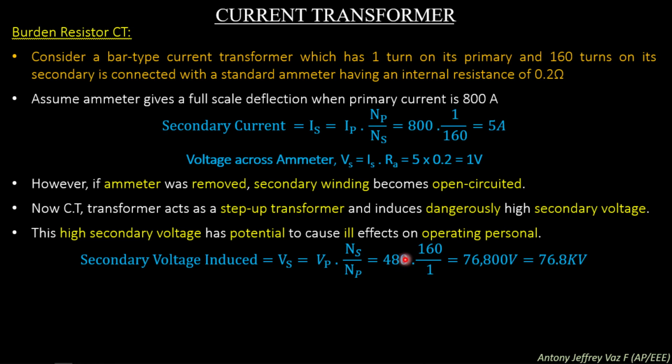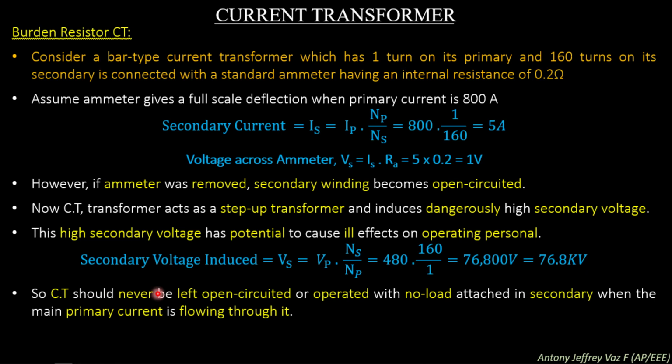We know this primary voltage is 480 volt and the turns ratio is 160 divided by 1, which is the secondary turns divided by the primary turns. Then we will get the secondary voltage of 76,800 volt, which is equivalent to 76.8 kilovolt, a very dangerous high voltage which can kill operating personnel when in contact with it.